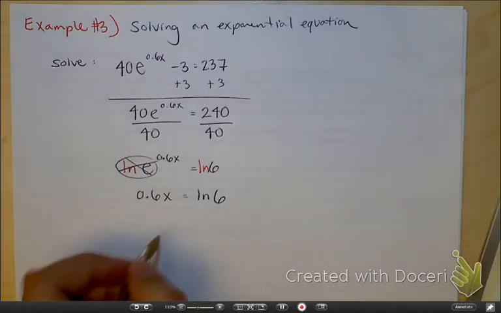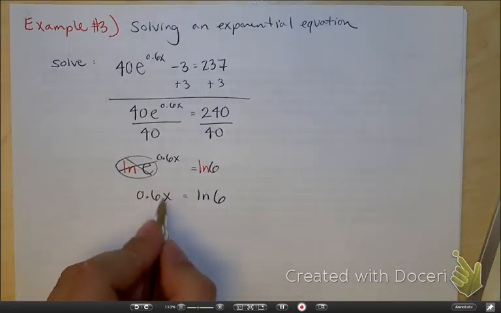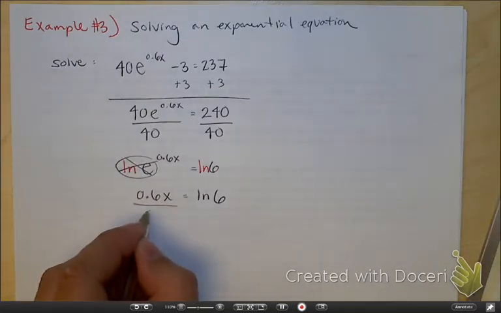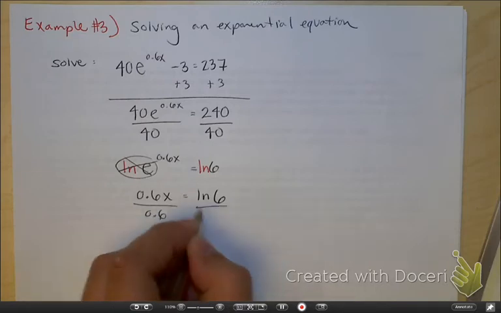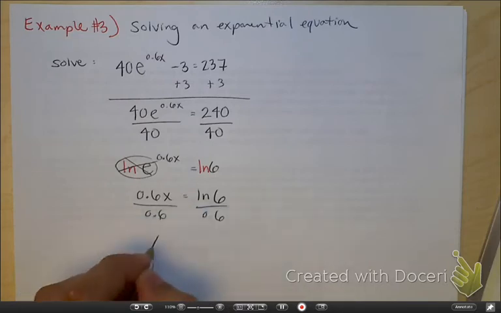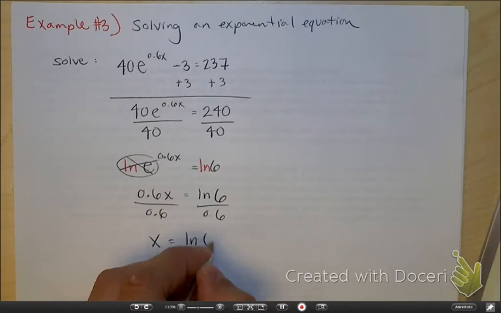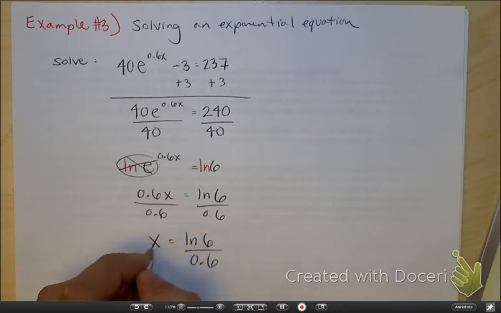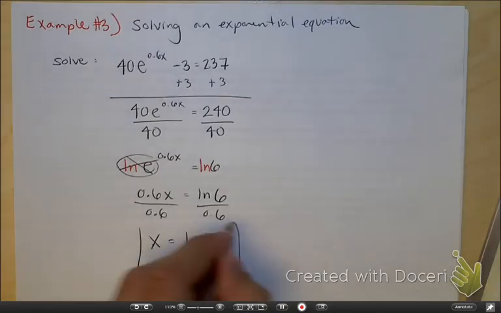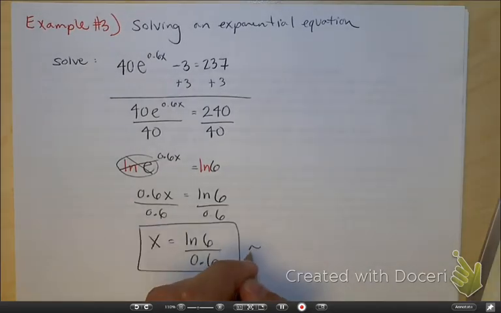And then last but not least, my directions say to isolate the variable. So I'm going to divide by 0.6 on both sides. Therefore, x equals ln of 6 divided by 0.6. And again, I would want you to leave your answer like this, but if you did put that into a calculator, it would approximately be equal to 2.99.